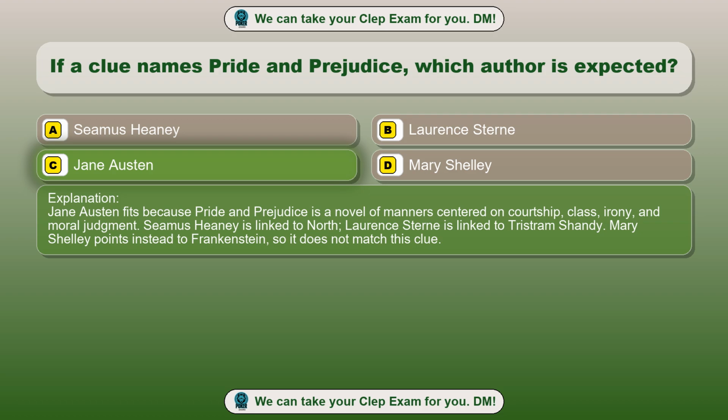moral judgment. Seamus Heaney is linked to North, Lawrence Sterne is linked to Tristram Shandy. Mary Shelley points instead to Frankenstein, so it does not match this clue.